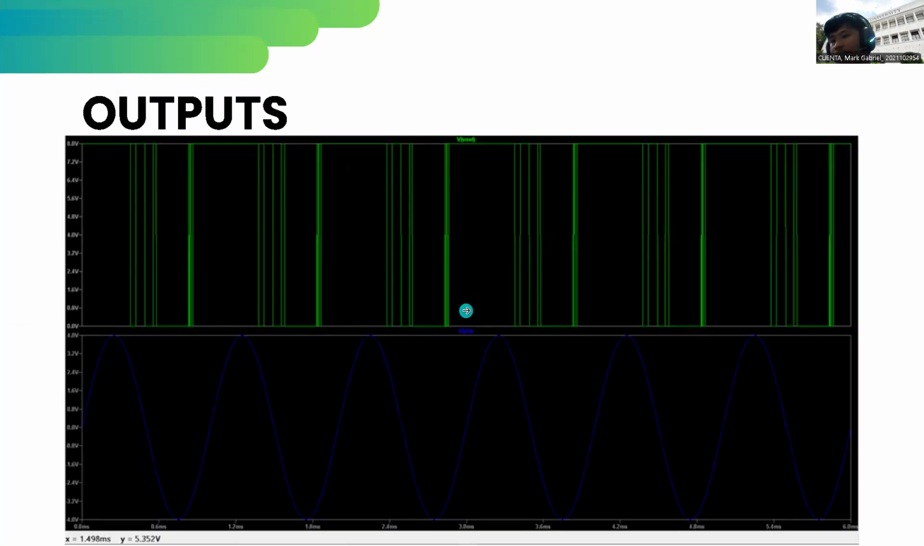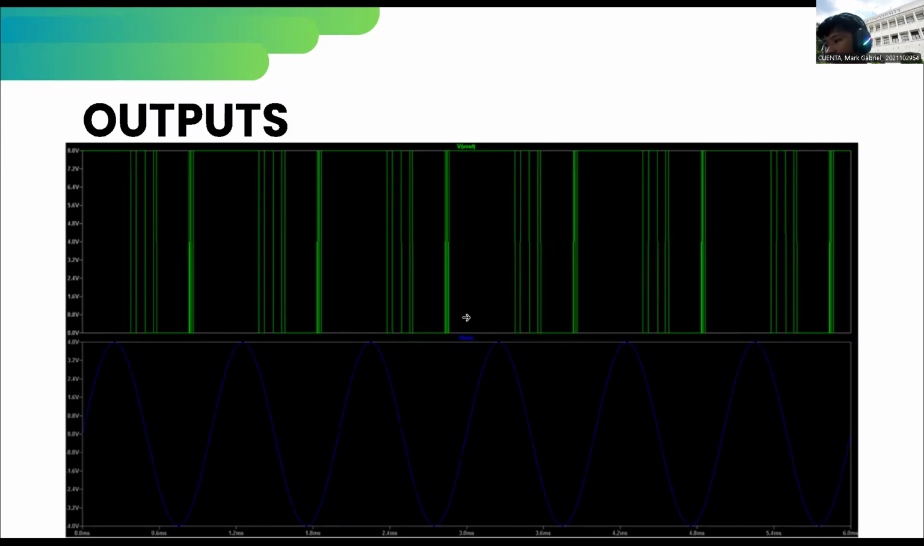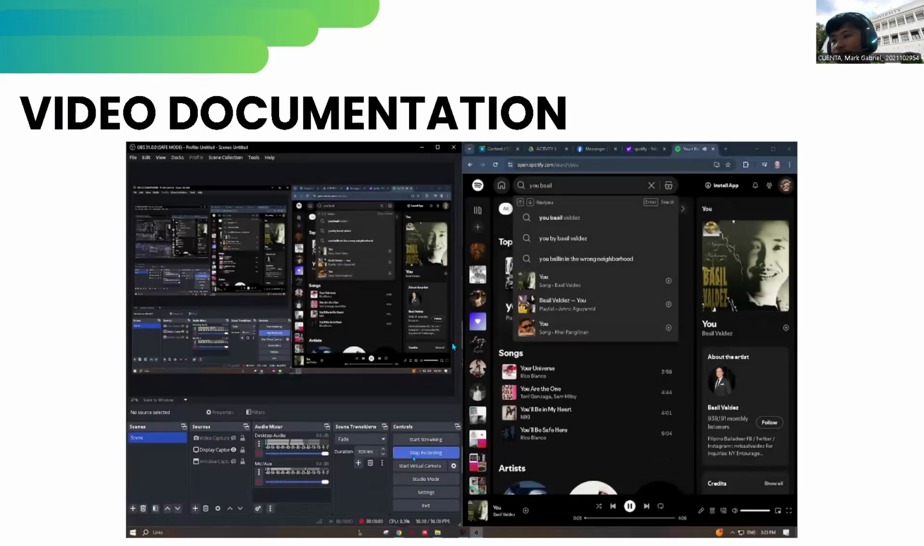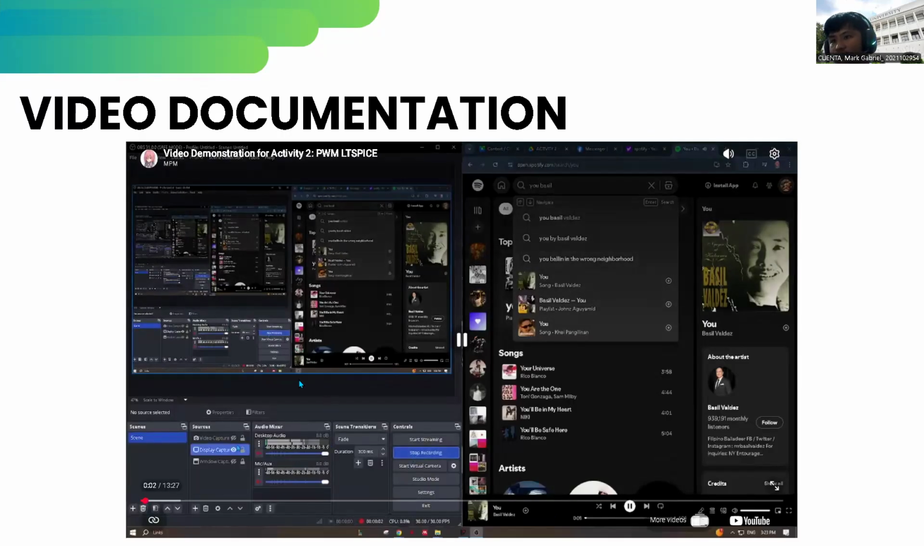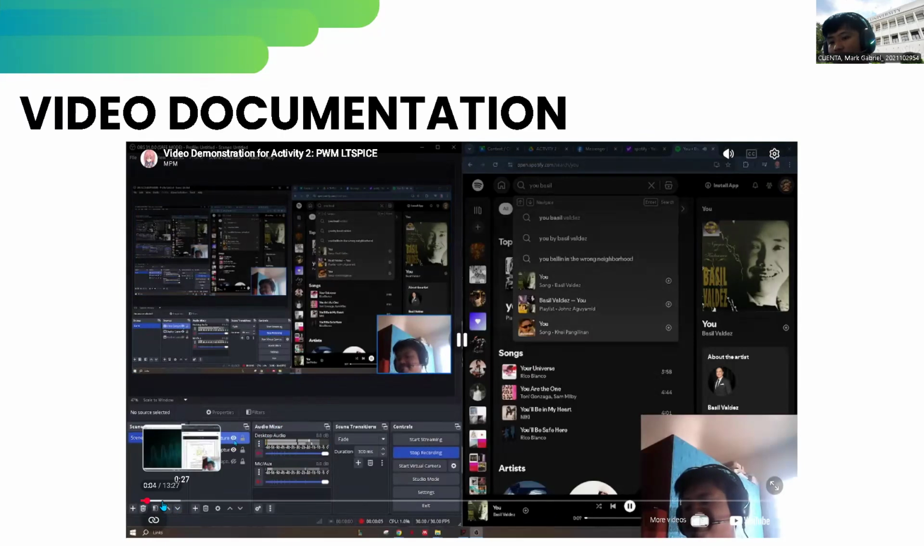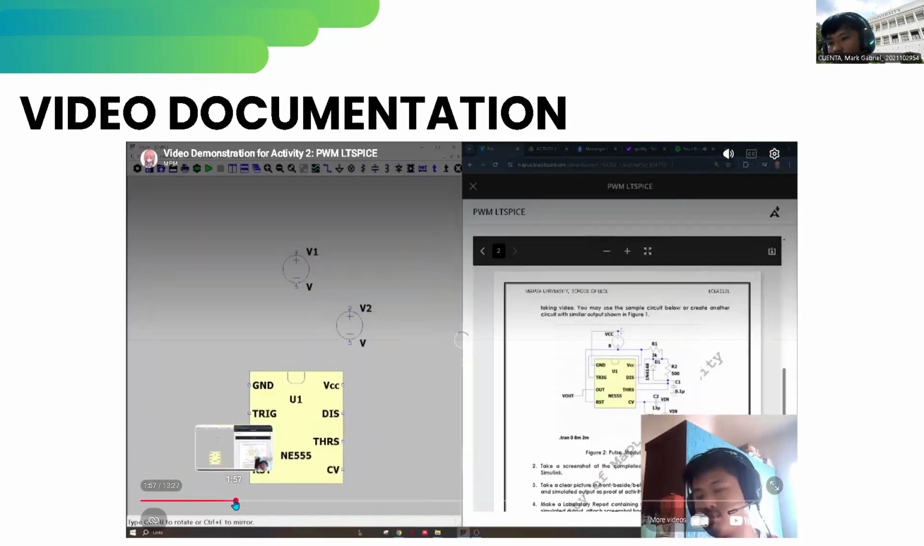Here in the output, we are shown a better PWM signal with a variation of width. At the upper side, we can see the PWM output signal, and in the lower side, the V in, which is the modulating signal or the input control signal. So this is my video documentation for Activity 2, LT-Spice.